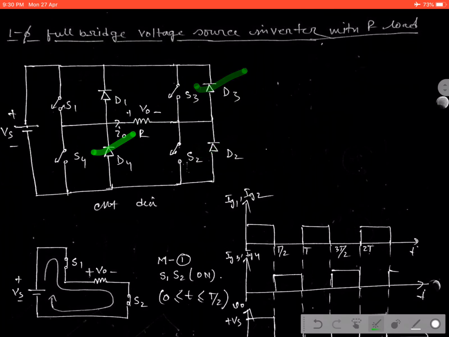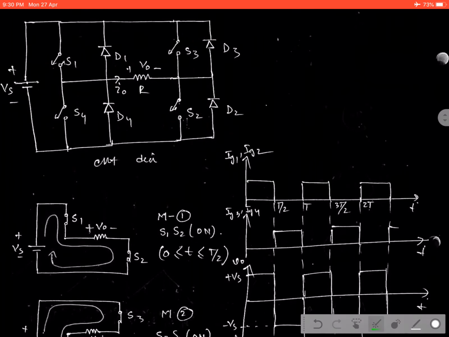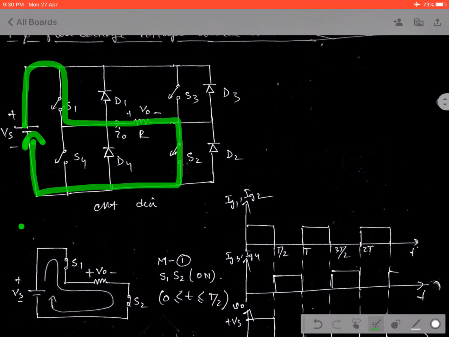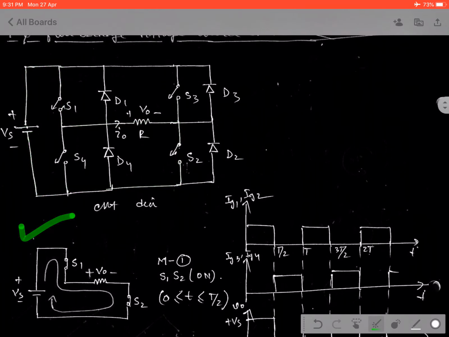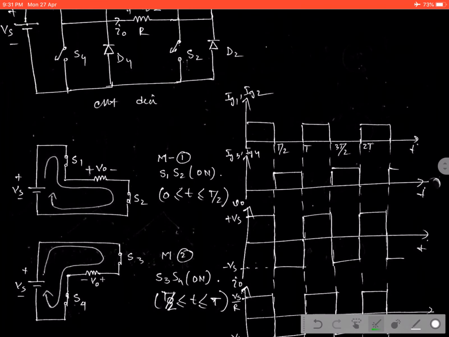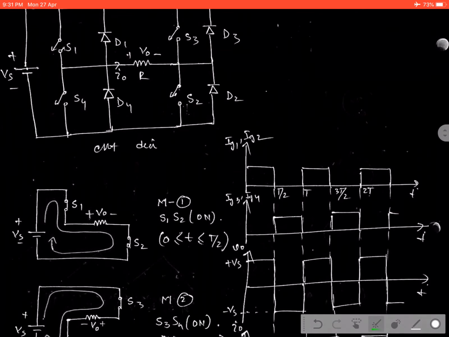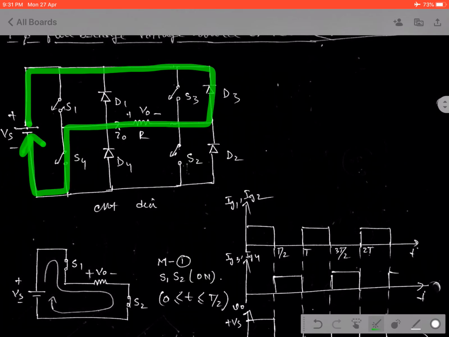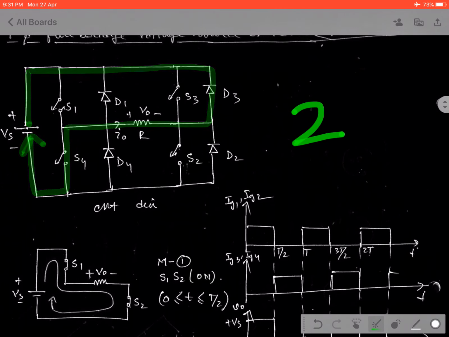Okay. So here we consider two mode operation. When S1 starts conducting, the current flows through S1, then the load, then S2, and comes back to the supply, as reflected on this circuit. And in mode 2 operation, when S4 and S3 start conducting, the current flows in this direction, through S3 to the load, then S4, and comes back to the supply. That is why we consider two mode operation.